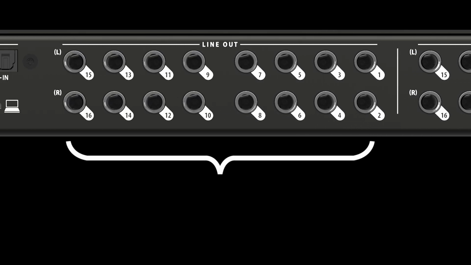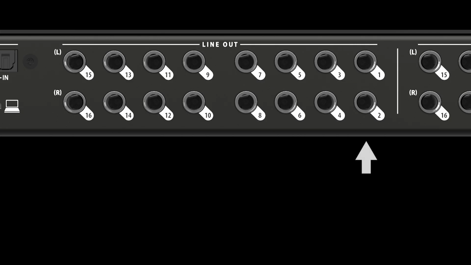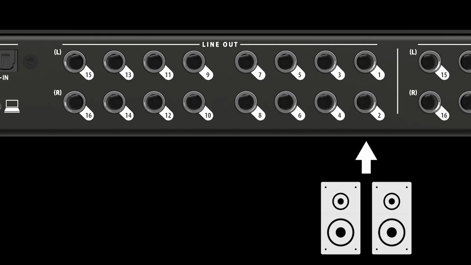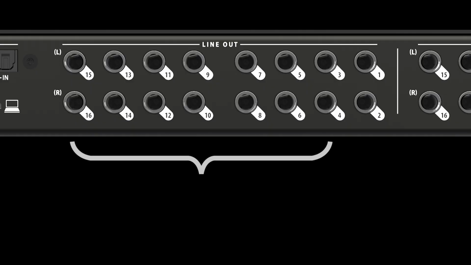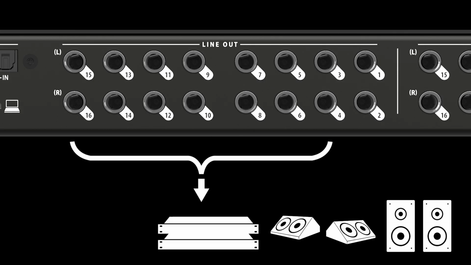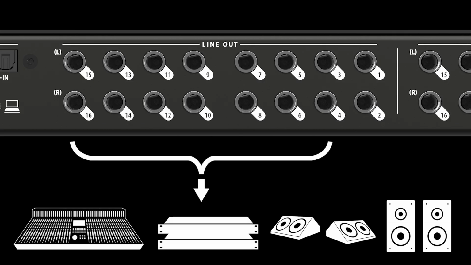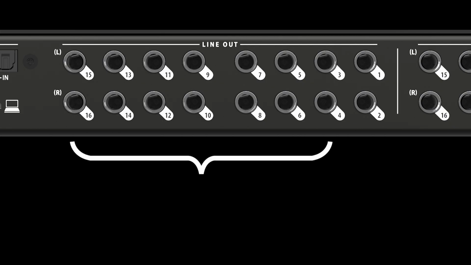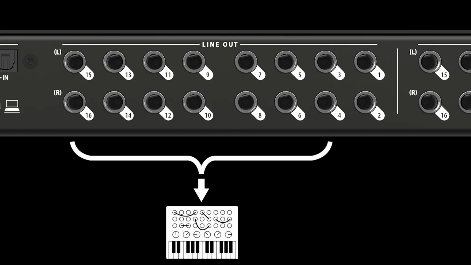Next are the 16 line outputs. Outputs 1 and 2 serve as your main outs for your primary studio monitors. Line outputs 3 through 16 can be used to send audio to things like additional studio monitors, external outboard gear, a mixer, another recording device, and more. Note that these outputs are DC coupled, so they can be used for CV control of analog synths.